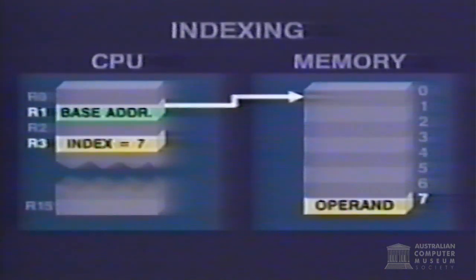Indexing requires two general registers, one for the base address and the other for the index. Here, register 1 contains a base address, which points to the beginning of the array, and register 3 contains the index value. This example shows indexing in its simplest form. Other variations, which will not be discussed, allow more complex ways of accessing data.